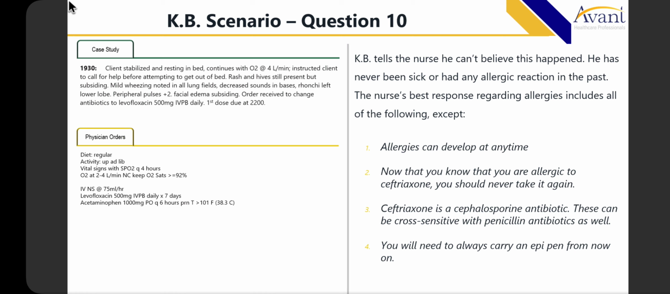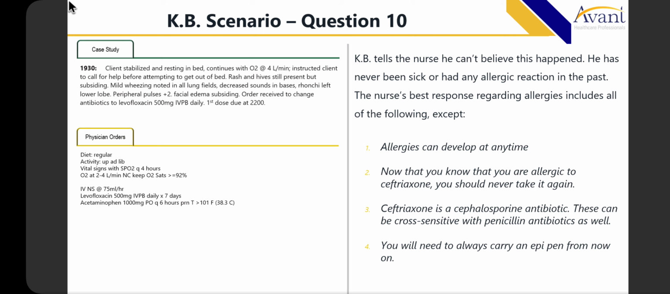Number three, ceftriaxone is a cephalosporin antibiotic. These can be cross-sensitive with penicillin antibiotics as well. True? False? The answer is, it is true. So in addition to telling people that you are allergic to ceftriaxone, you should avoid taking penicillin as well, because there's cross-sensitivity, I apologize. So yes, they should avoid penicillin as well.